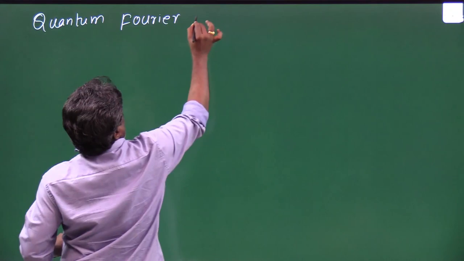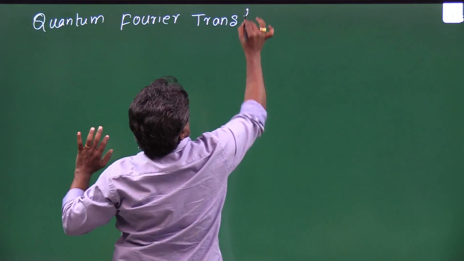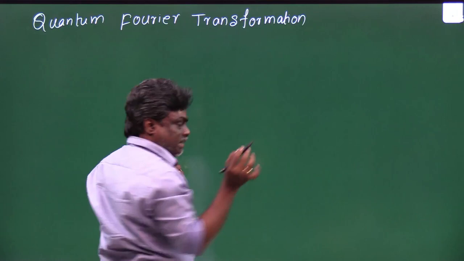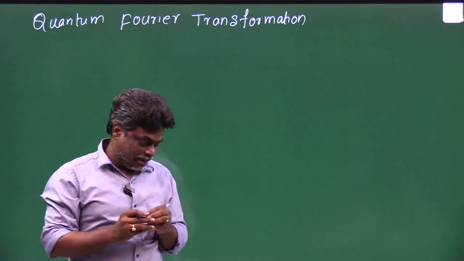First of all, forget this quantum. What is Fourier transformation? Fourier transformation, Laplace transformation, Hankel transformation, all these are called integral transformations. Why will we use this integral transformation first of all?